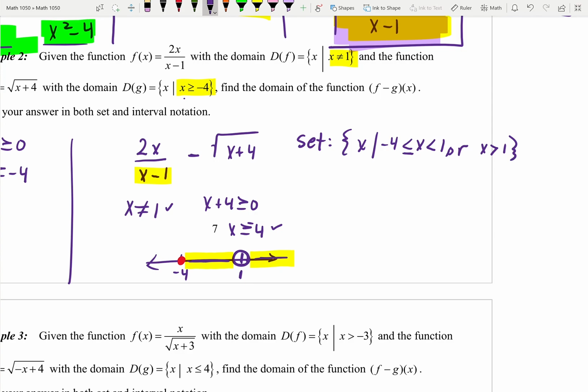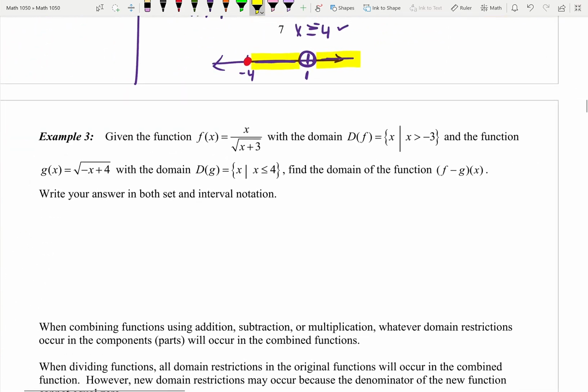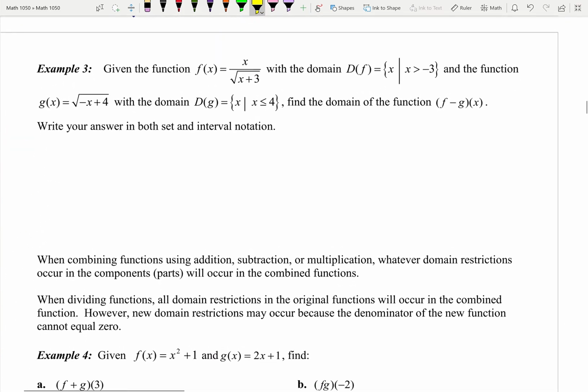In interval notation, it would look like this. -4 with a bracket to 1 with a parenthesis, union 1 with a parenthesis to infinity, okay? And that's it. So those are your two answers, okay? So just kind of look at it, maybe graph it might help you, and then put it in those two forms, okay? Okay, let's do example 3.